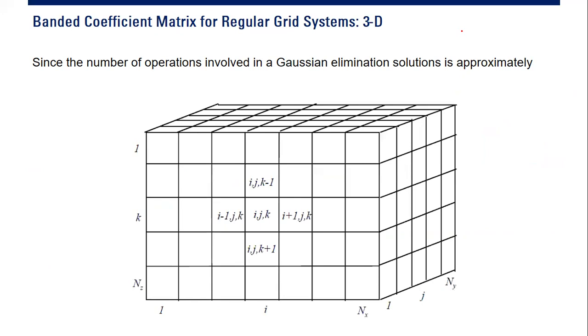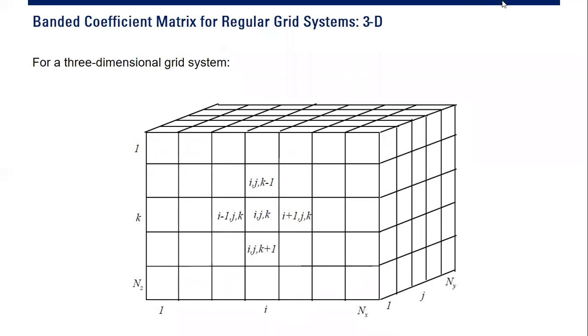We continue. Now, what about a three-dimensional system? Of course, it will be much more complicated, since the number of operations involved in a Gaussian elimination solution becomes very complicated. Starting from the center, I, J, K, go to the right, go to the left, go up, go down. You get a three-dimensional system. Of course, the equations become more and more complicated. So for a three-dimensional grid system, it becomes much more complicated here.